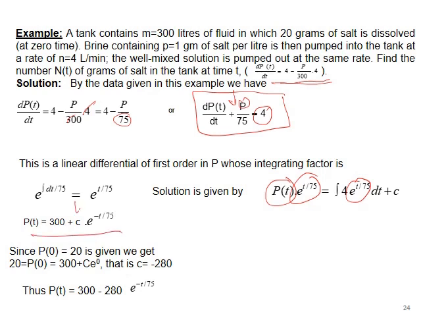Now I need to find c. He gave me the initial condition. At time 0, the number of grams is 20. So I will substitute, as you can see here, and simplify. We got c. Then go back and substitute c here. You have the final equation.